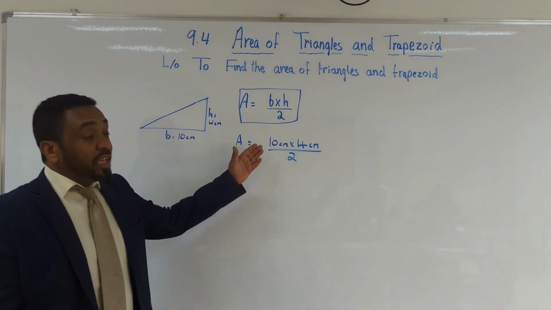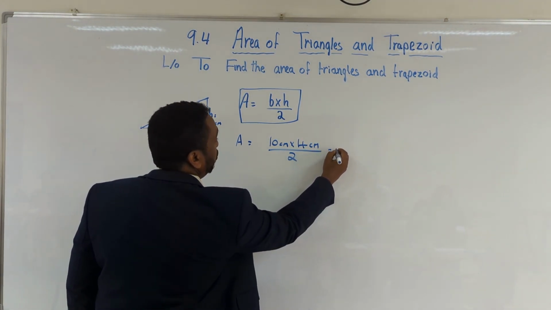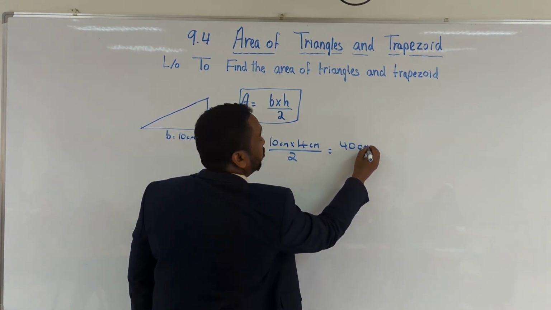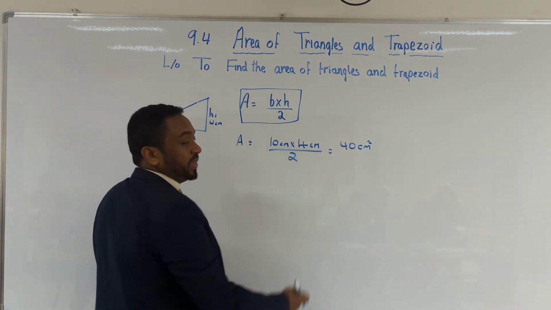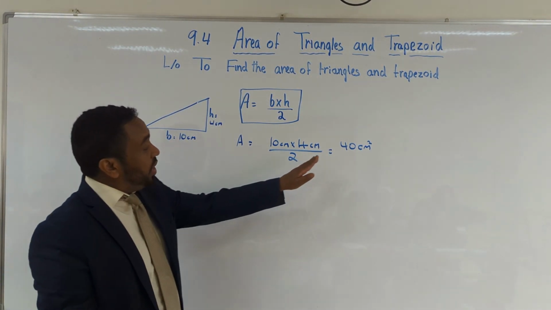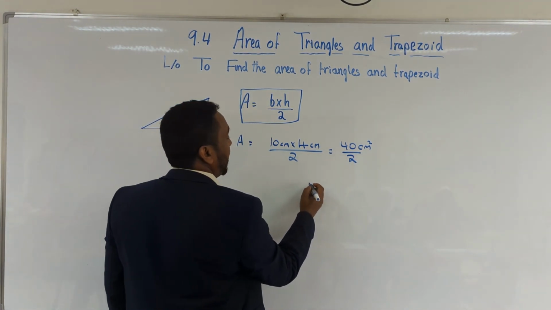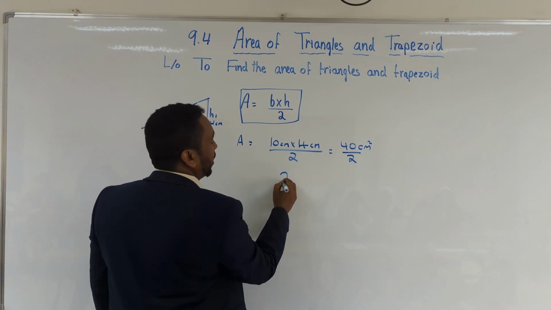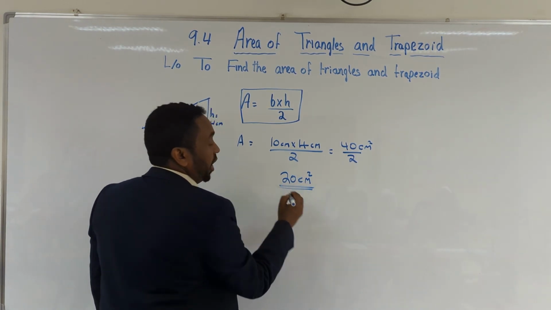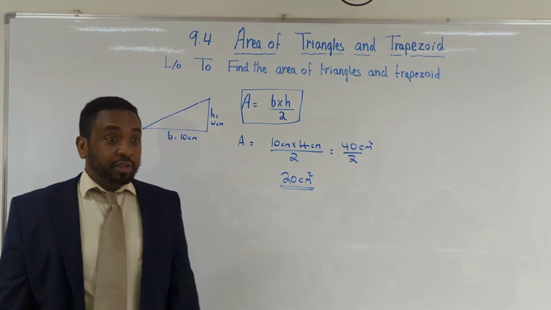We just need to work this out. What is 10 times 4? 40. What is 40 divided by 2? 20. So 4 times 10 will give you 40 centimeters squared, because centimeter times centimeter is centimeter squared. Now we have 40 divided by 2, which will give us the final answer, 20 centimeters squared. This is our final answer. Is that clear? Yes. Great.